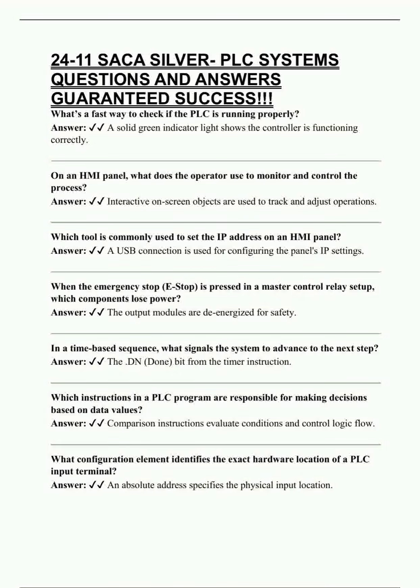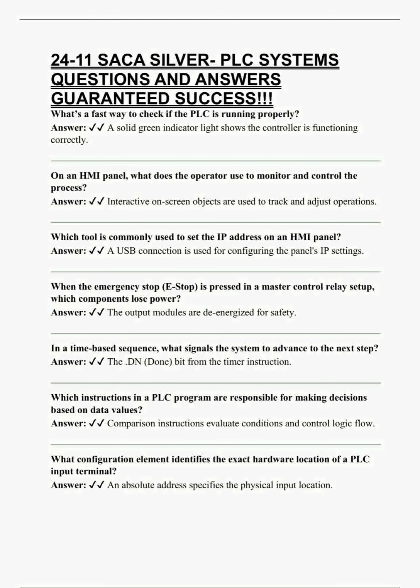What is a fast way to check if the PLC is running properly? Answer: a solid green indicator light shows the controller is functioning correctly. On an HMI panel, what does the operator use to monitor and control the process? Answer: interactive on-screen objects are used to track and adjust operations.